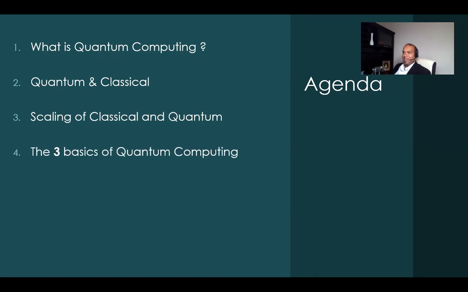Then we are going to look at the three basic fundamental principles and concepts of quantum computing. If you understand these three basic principles, it is going to make so much sense whenever you talk to somebody who is an expert in quantum technology, and they understand that you know quantum enough to be able to communicate. So my goal here is also to bring it to the masses.